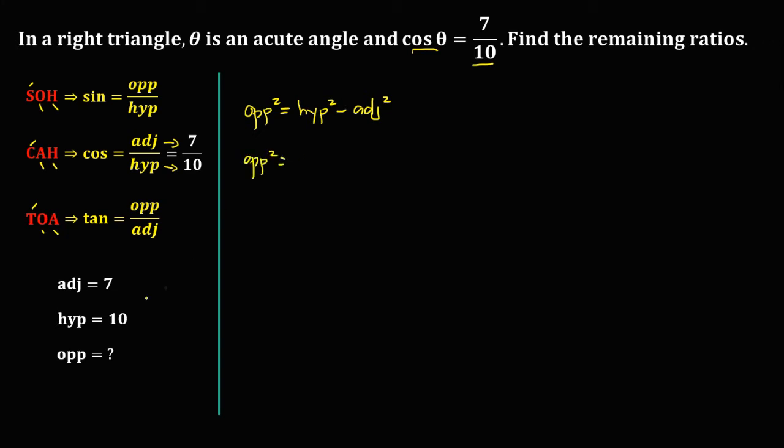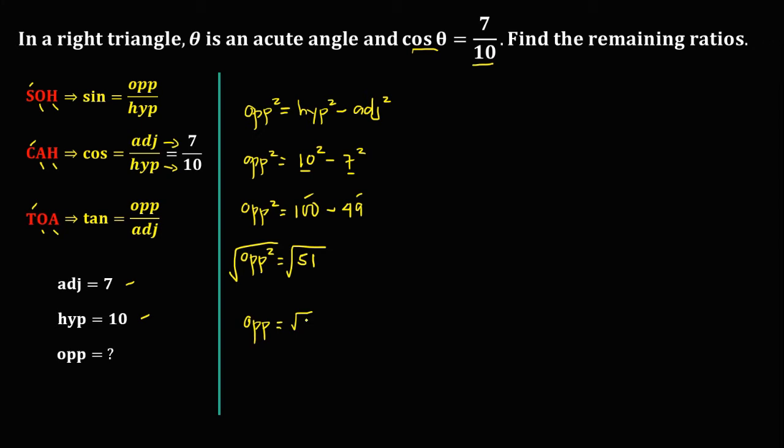So opposite squared is equal to the hypotenuse, that's 10 squared, minus the adjacent squared, that's 7 squared. So we have opposite squared is equal to 100 minus 49. Opposite squared is equal to 100 minus 49, which is 51. To solve for the opposite, take the square root. So opposite is equal to square root of 51.